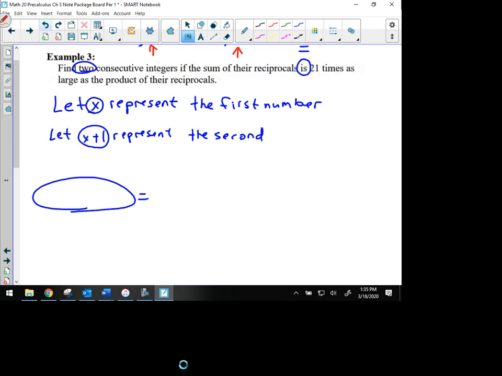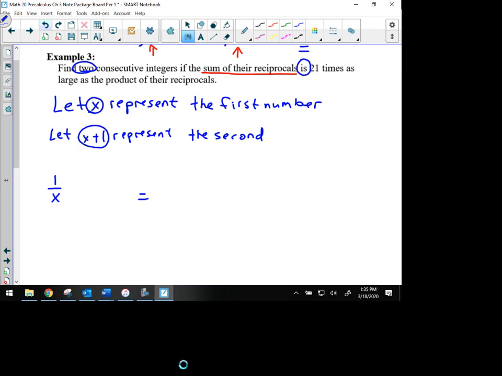Let's go back up to that point right there. So the sum of their reciprocals, that's all we're going to focus on right now because it's the information leading up to the equal sign. It's going to be on the left side of our equation. So if we think about what reciprocal means, it means the flipped version of that number. If we're talking about these two numbers, x and x plus 1, the reciprocal of x is 1 over x.